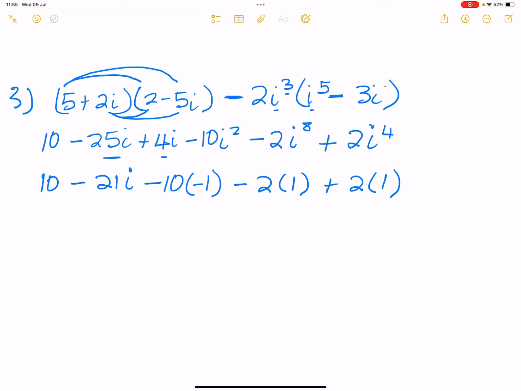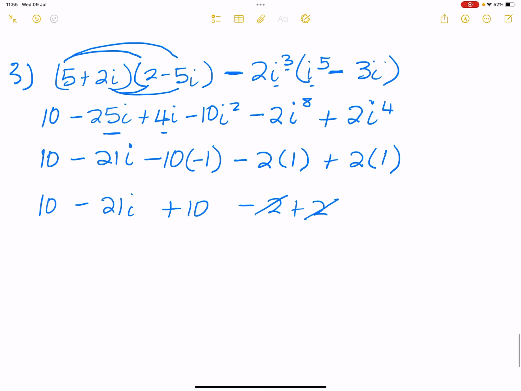Okay, so ladies and gents, let's try. So I've got 10 minus 21i plus 10, okay, minus 2 plus 2. Those 2 cancel each other out. So I am left with 10 plus 10, which is 20, minus 21i. Please just verify and see if you get to the same solution, right? But that is what I was able to obtain.